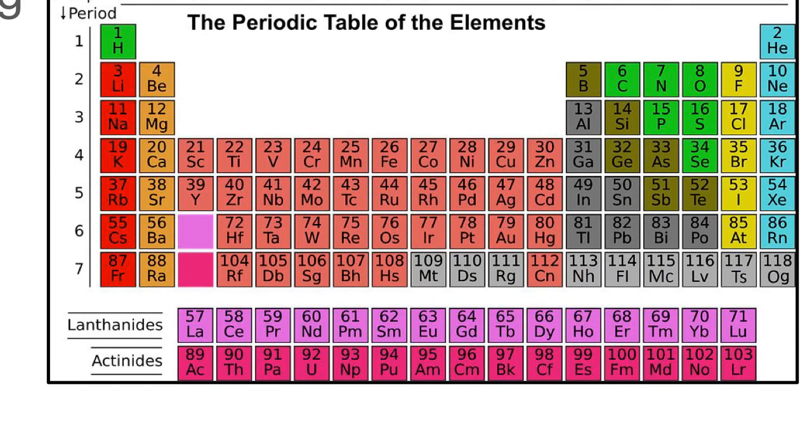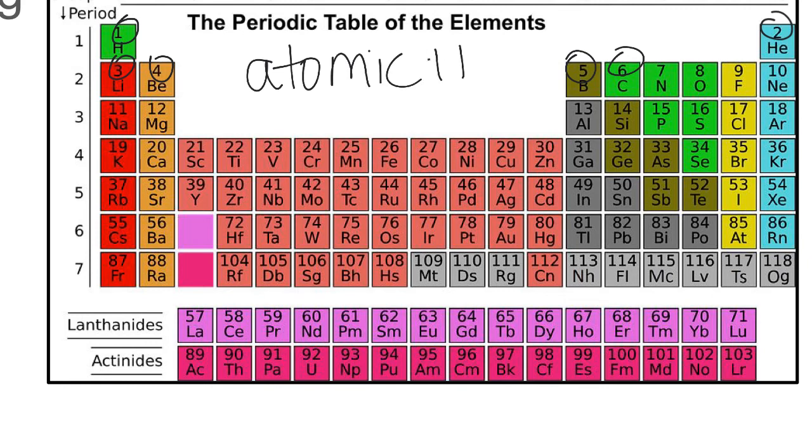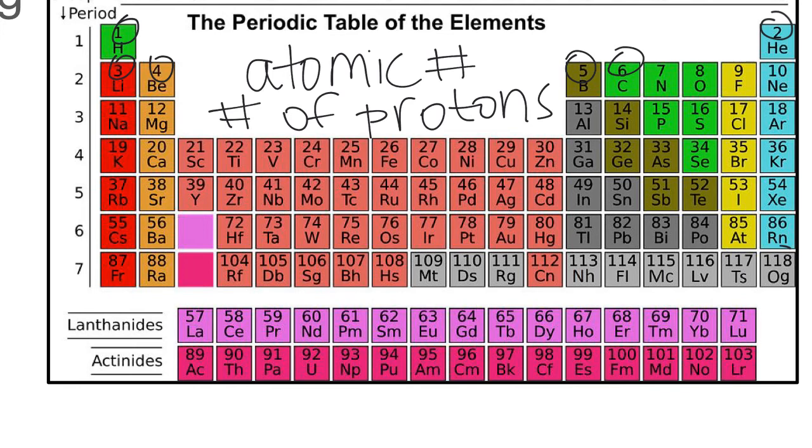So if we go back to our periodic table for a second, you'll notice that each of these, 1, 2, 3, 4, 5, 6, etc., are listed in order of their atomic number, which means that these are listed in order of the number of protons. So as you go up, for example, over here, 118, this element has 118 protons, whereas hydrogen over here only has 1.